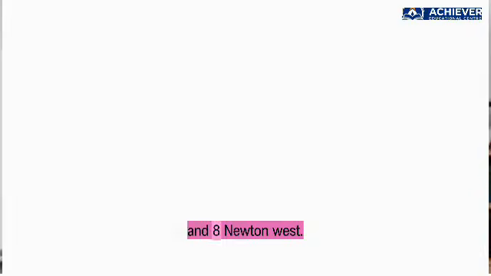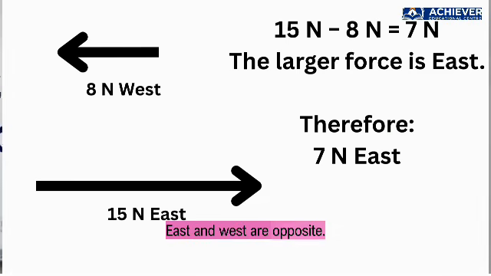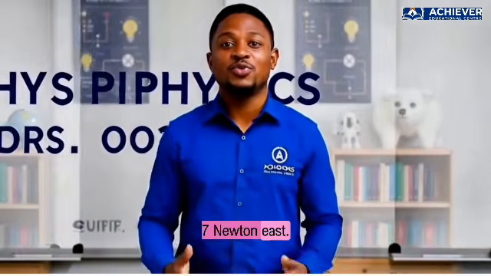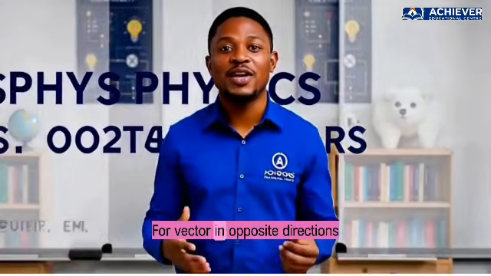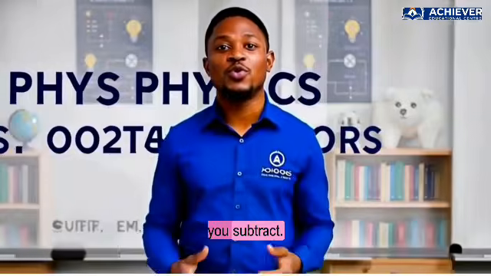Here is another example. 15 Newton east and 8 Newton west. East and west are opposite. So, 15 Newton minus 8 Newton equals 7 Newton. The larger force is east. Therefore, 7 Newton east. So remember, for vectors in opposite directions you subtract.